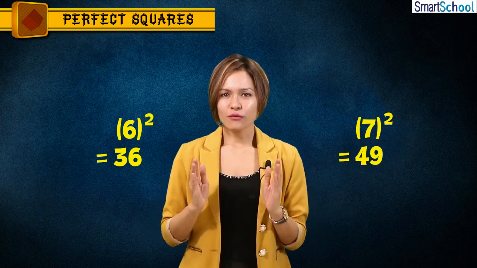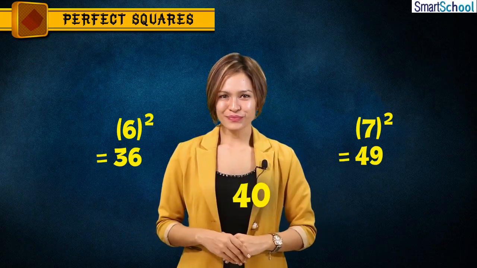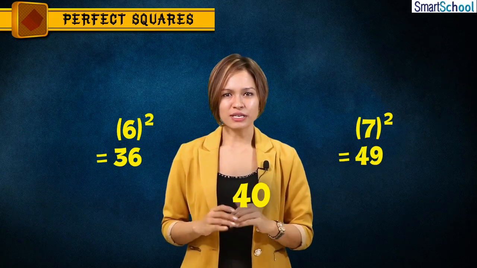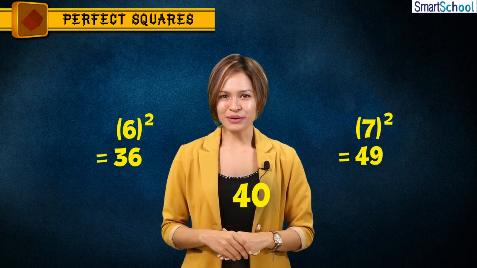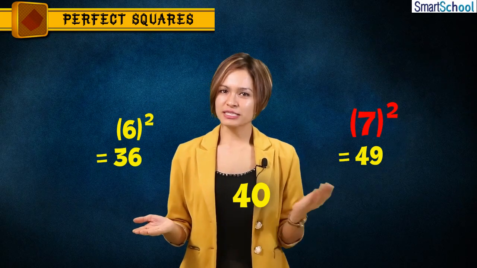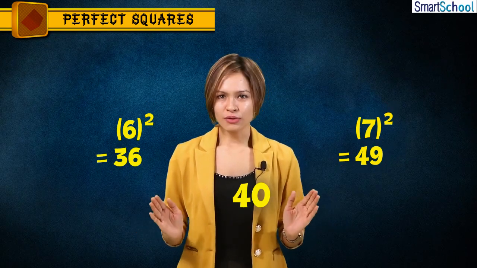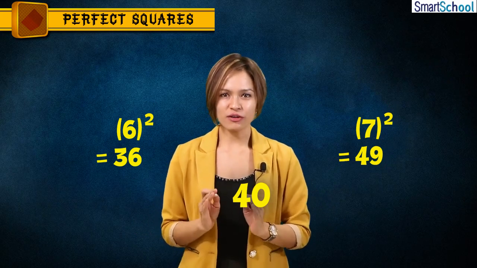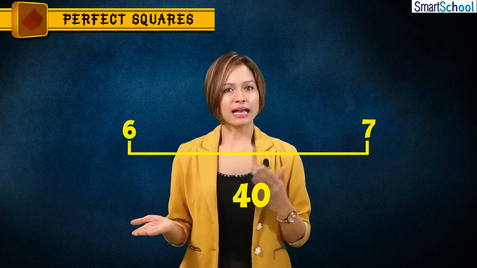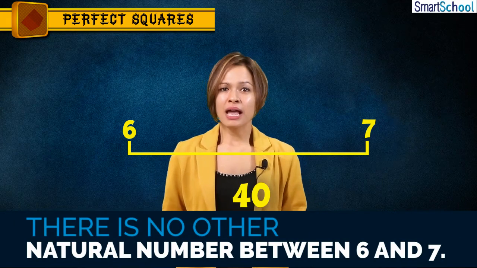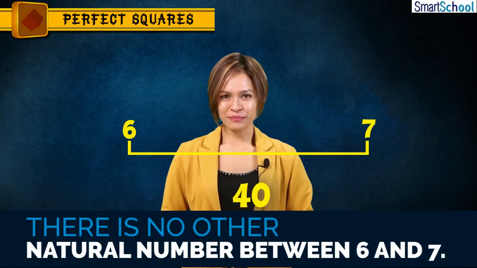Now, do you think 40 is a square number? So, 40 is not a square number. And can you tell me the reason why 40 is not a square number? Square of 6 is 36 and that of 7 is 49. So, if 40 is a square number, it must be the square of a natural number between 6 and 7. There is no other natural number between 6 and 7. This is precisely the reason why 40 is not a square number.